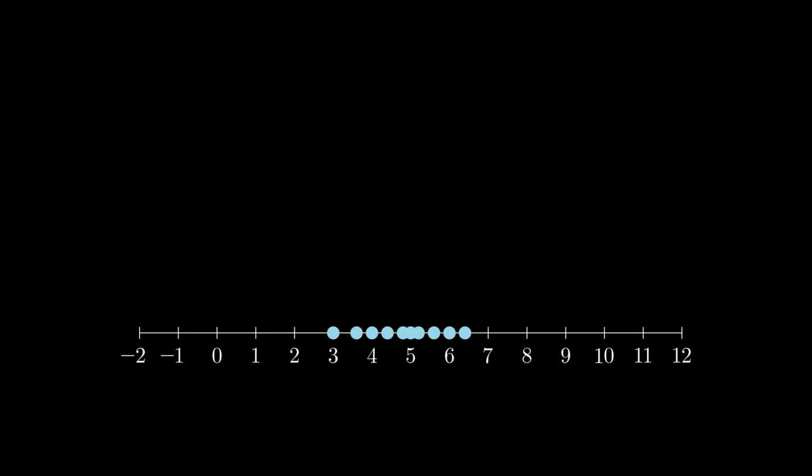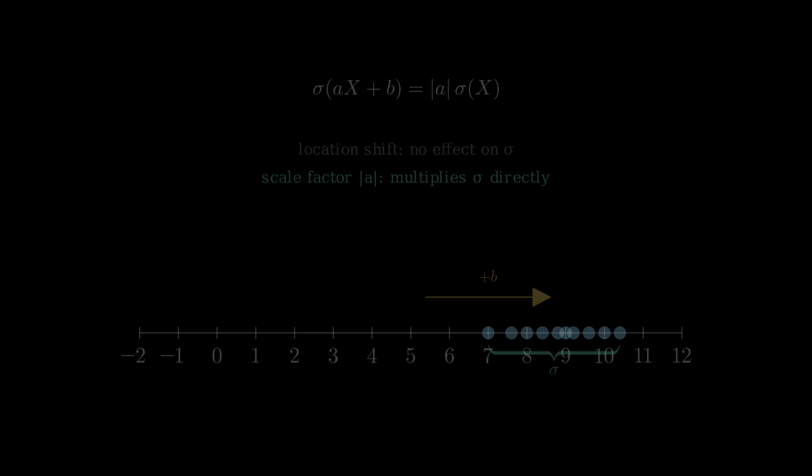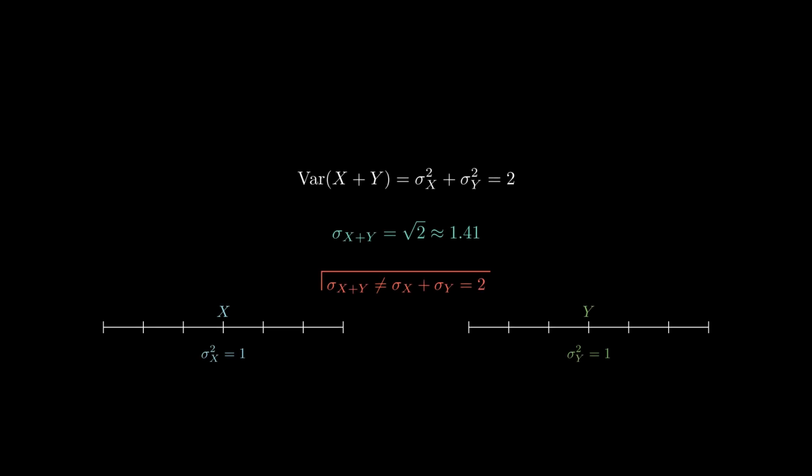Shifting the data does not affect the spread. Scaling does, by exactly the same factor. Standard deviation is sensitive to scale, not to location. When two independent quantities are combined, their variances add. Their standard deviations do not. The combined spread is smaller than the sum of the individual spreads.